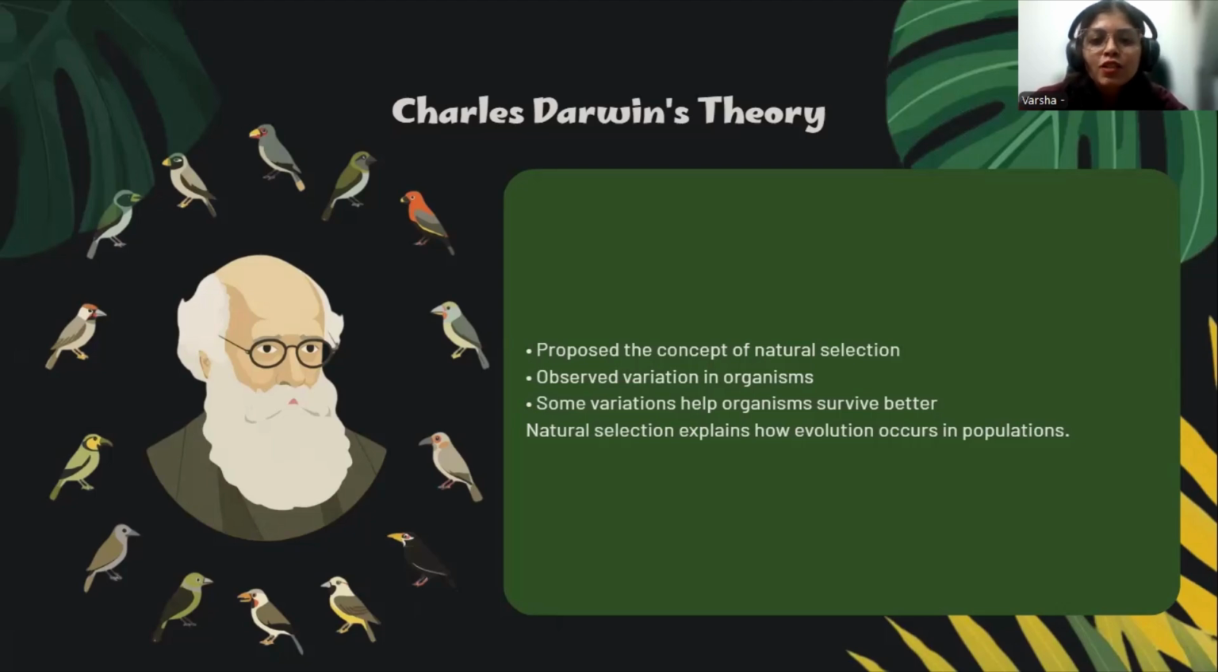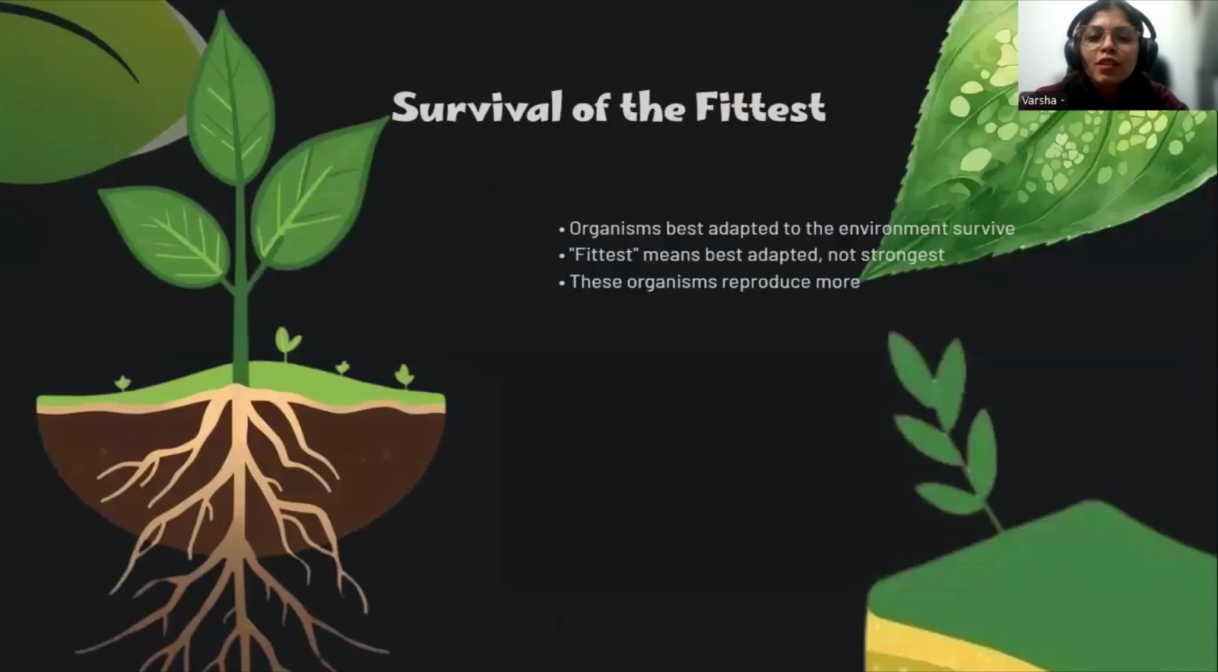So, natural selection is often explained using the phrase survival of the fittest. However, the word fittest here does not mean the strongest or the biggest one. It actually means the survival of the organisms that are best adapted to their environment and how many progenies they leave for the next generations to continue their lineage.